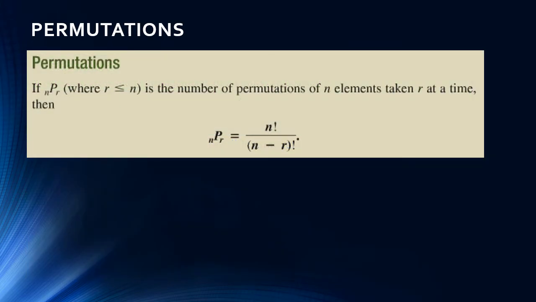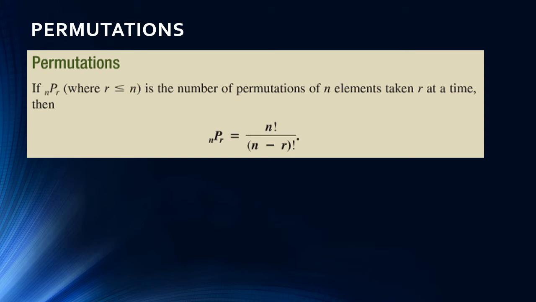So this gives us our actual formula for a permutation, where if NPR, where R is less than or equal to N, is the number of permutations of N elements taken R at a time, then NPR equals N factorial over (N minus R) factorial. Make sure that's in parentheses too.